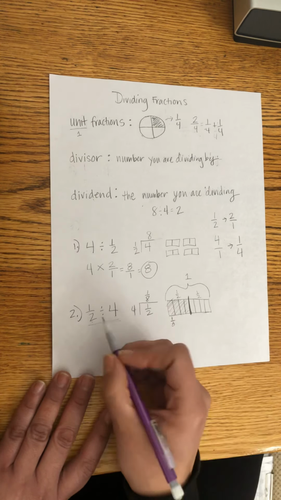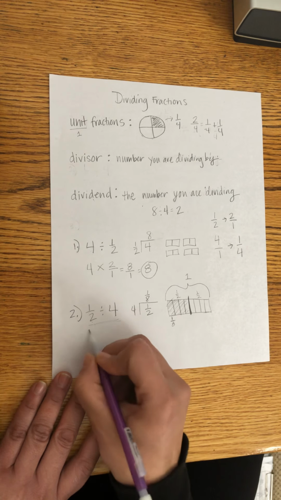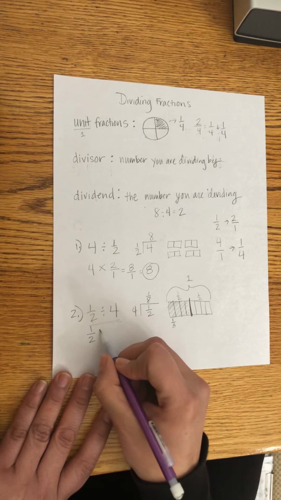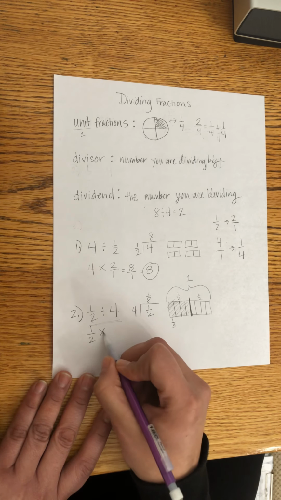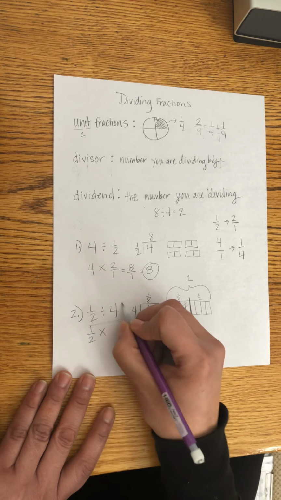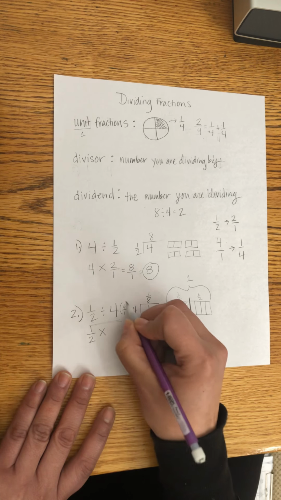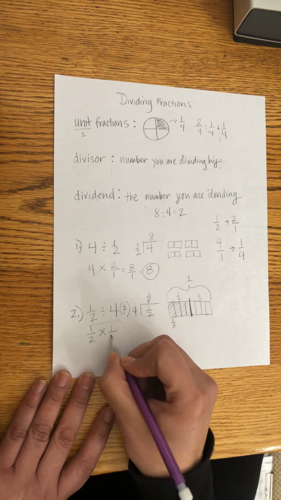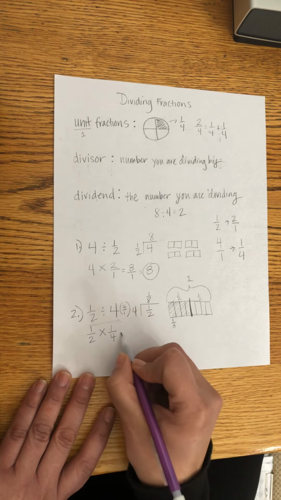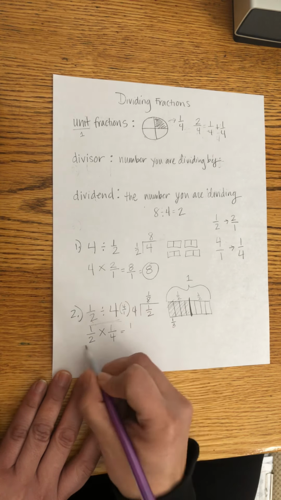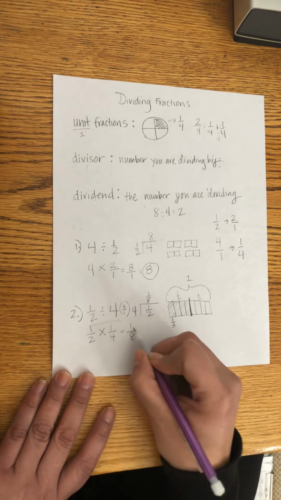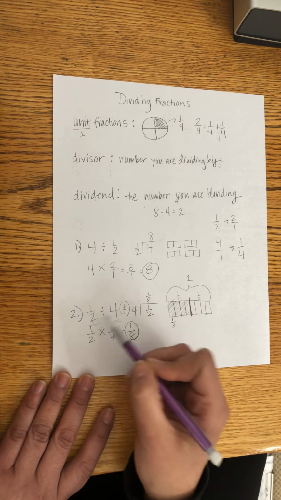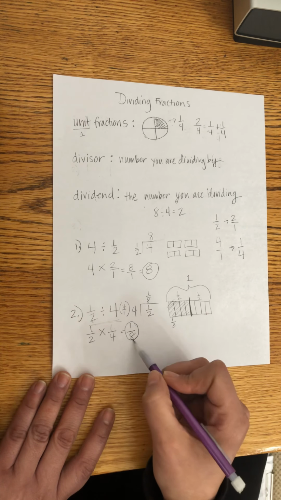To do that mathematically, you keep your dividend the same. The first number stays the same, 1/2. You change your division sign into a multiplication sign, and 4 written as a fraction is 4/1. I'm going to take the reciprocal of that, flip it, and make it 1/4. Now I multiply across: 1 times 1 is 1, and 2 times 4 is 8. So your answer is 1/8. So 1/2 broken into 4 pieces equals 1/8.